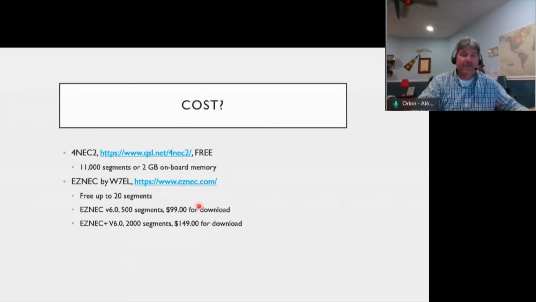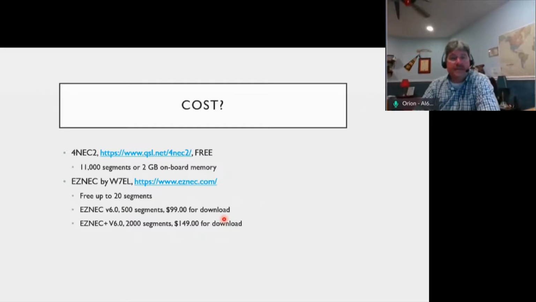Interesting enough, there's another product out there called EasyNEC by W7EL. They do have free software, and they have basically a trial version. You can only do 20 segments, which is great for evaluating a dipole or some simple beams. You can probably get away with 20 segments. But unfortunately, if you want any more than that, you're going to need to spend some money. That's $99. And if you want to go to 2,000 segments, you'll need to spend $149.